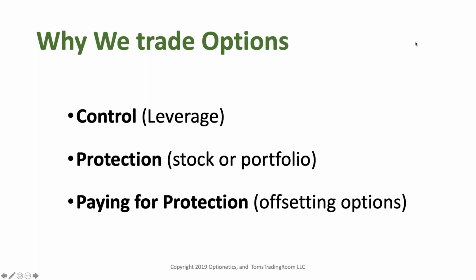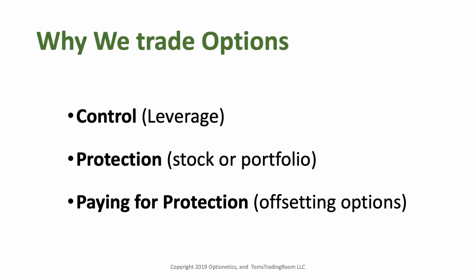Now, why do we trade options? Well, that's simple. There's really three reasons. Number one, controlling a lot of stock for a small amount of money. Number two, protection. If you're buying calls, you're protecting the majority of your cash going into the stock itself. In the event of a pullback, you have limited risk on options.